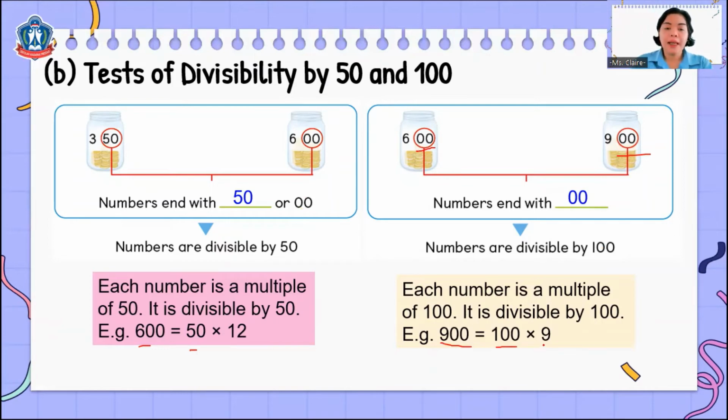So again, a number that ends with double zero is divisible by 100. Numbers that end with 50 or double zero are divisible by 50. All numbers divisible by 100 are also divisible by 50. But not all numbers divisible by 50 are also divisible by 100.